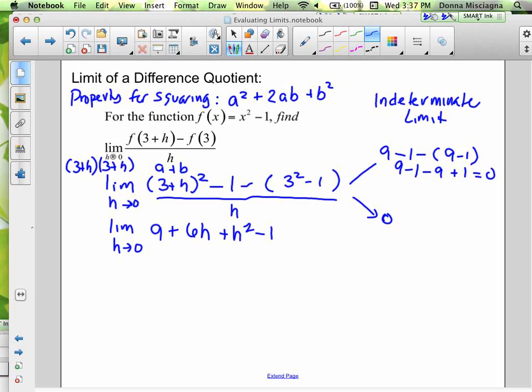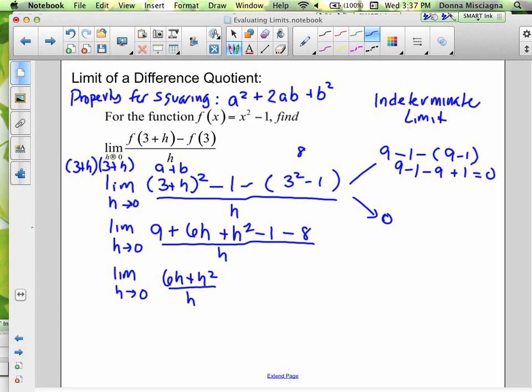So we're going to have, and we may as well just simplify that, 9 minus 1. So that's 8. So we're going to have minus 8, all over h. Let's combine our like terms. Limit as h approaches 0. So I've got 9 minus 1 minus 8. That's going to be 0. So I'm left with 6h plus h squared over h.